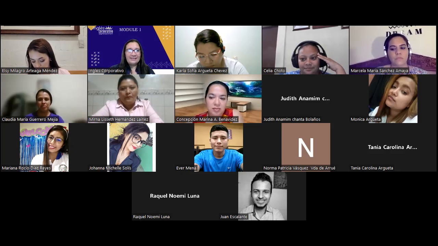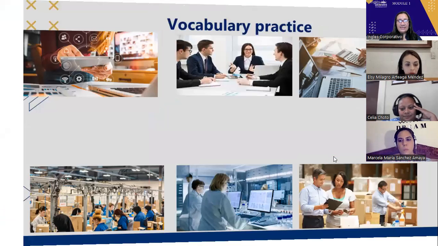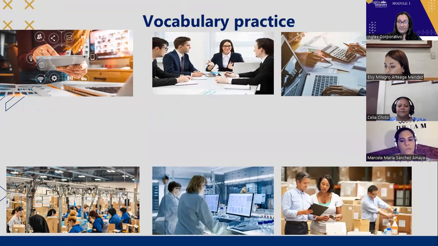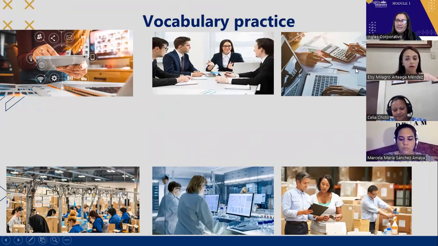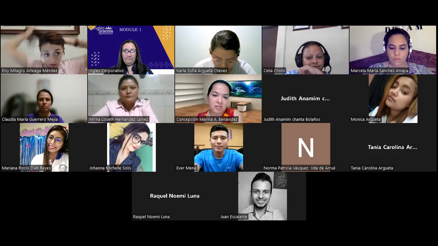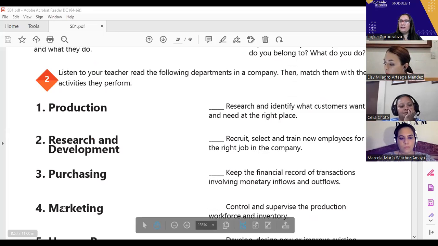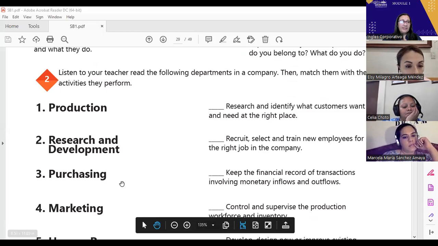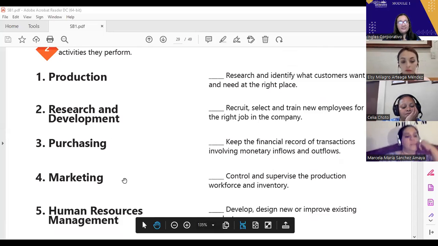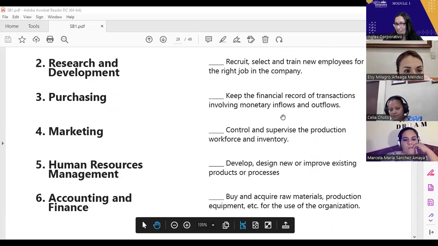So let's continue with the class and the PowerPoint here. Here we have some photos, and we will have to discover the different areas these people are working at, okay? So definitely this is related to the manual that I showed you before, right? I'm going to show it again. These are the areas: production, research and development, purchasing, marketing, whatever way you pronounce it is correct, human resources management, accounting and finance, all right? These are the different areas and these are the definitions.